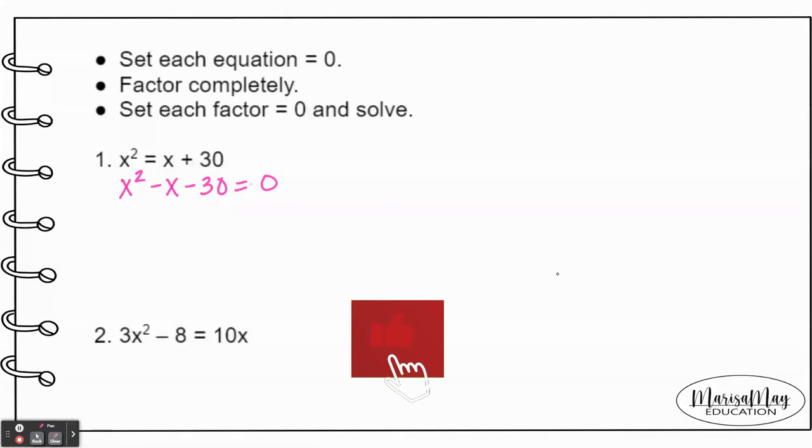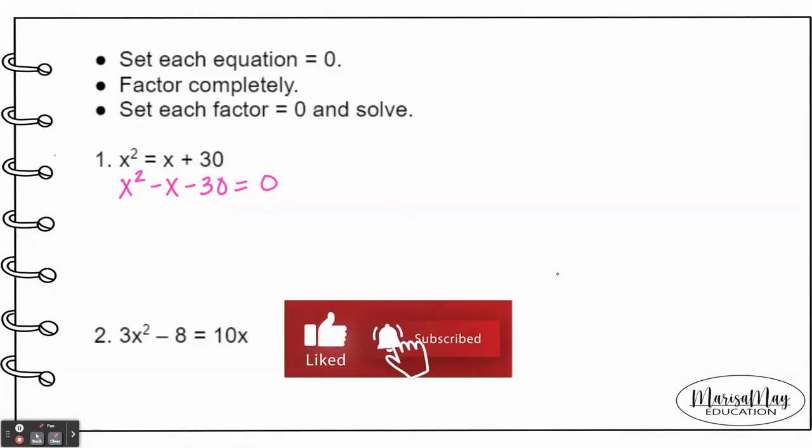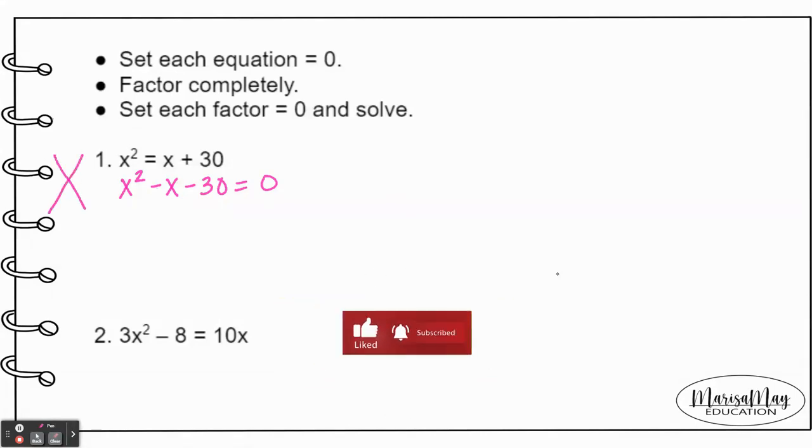So what I'm doing is I'm using a little X here just to kind of organize my information. And what I need is two numbers that multiply to give me the number by itself. That's negative 30. But I need those same two numbers to add to give me the number that's with the x, which in this case would be negative 1. So I'm asking myself, what two numbers will multiply to give me negative 30, but will add to give me negative 1? And that is negative 6 and positive 5.